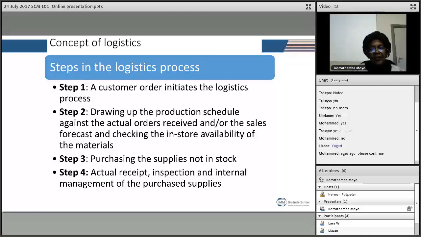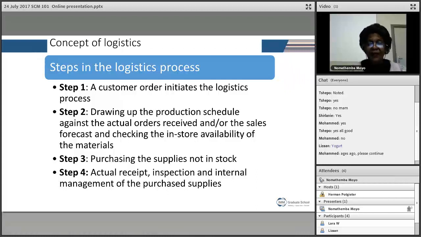The steps in the logistic process: we start off with a customer initiating an order. Step 2, from when you have received your order, you say, okay, we've received so much. How are we going to produce? We come up with what is called a production schedule against the actual orders received or sales forecast, and checking the in-store availability of materials.